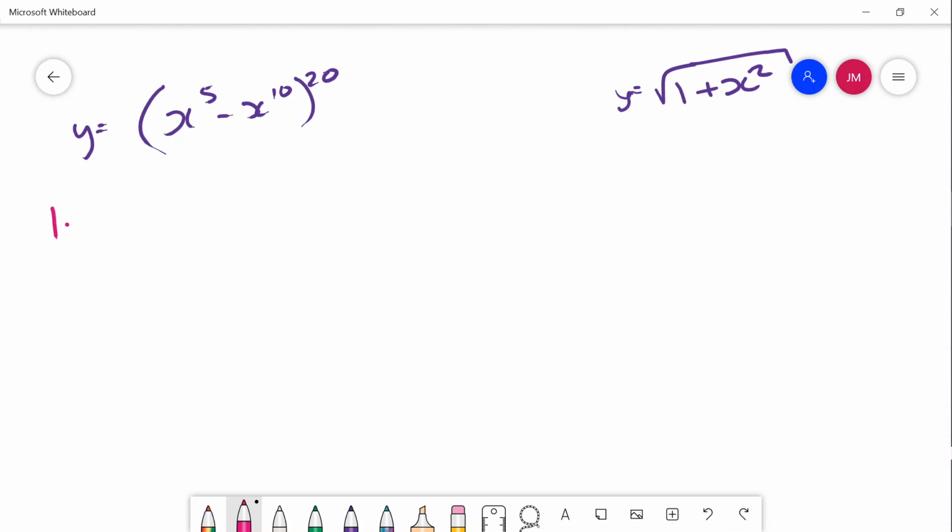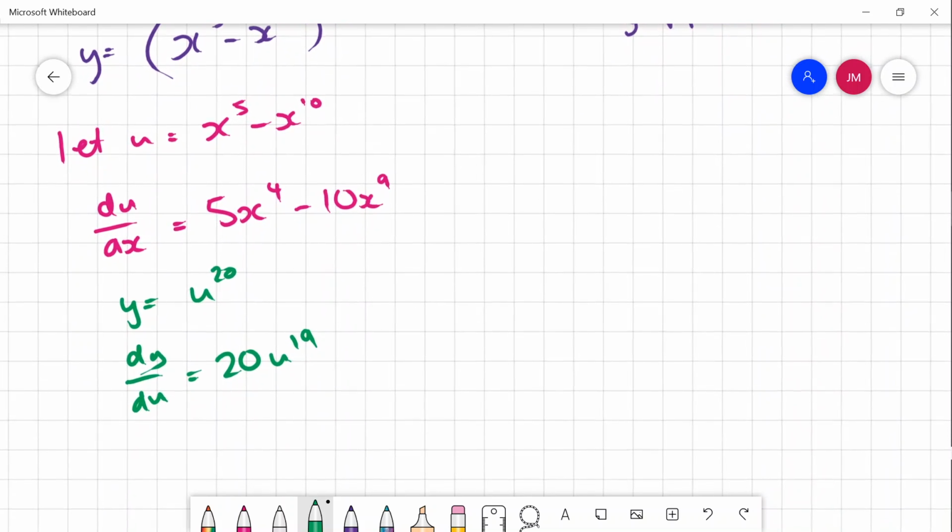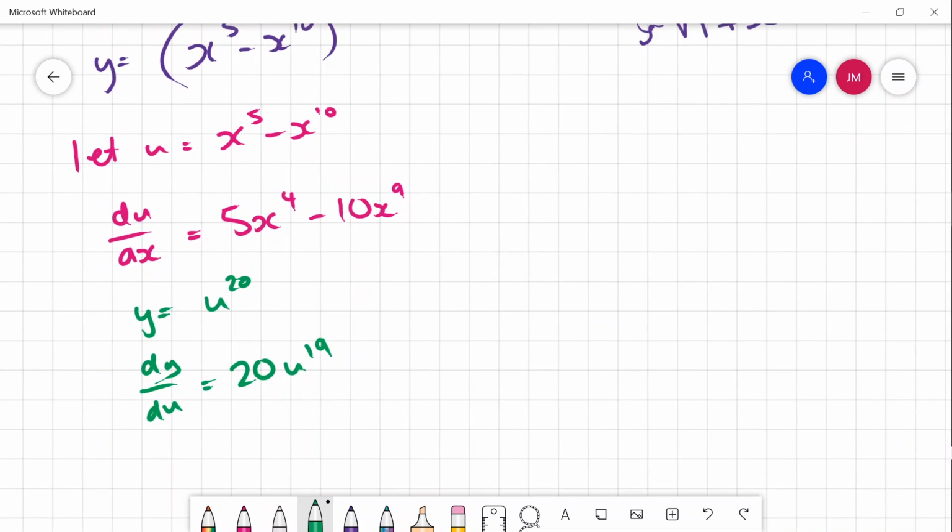So, first step, let u equal what's inside the bracket. Then, find du/dx. So that would be 5x^4 minus 10x^9. And then, you can write y in terms of u. So we have u^20, so dy/du equals 20u^19. Now if you wanted to, you could put all of that u stuff back in there, but the derivative, we're going to multiply these two together.